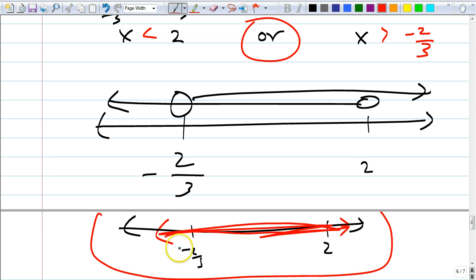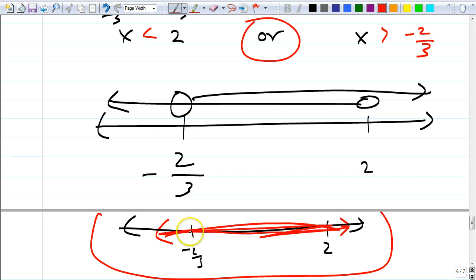Now, how come I don't have an open circle at negative 2/3? Because there's an open circle here. How come I don't have an open circle here? Savannah, what do you think? Why do I not have an open circle? Why do we include negative 2/3? That's our solution.